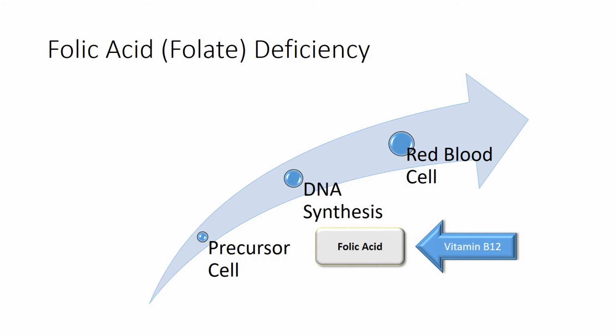If there is not enough folic acid, there's not enough to help with DNA synthesis, which is necessary for red blood cell maturation. If there's a deficiency of vitamin B12, then not enough folic acid can get into the cell and assist with the DNA synthesis process. So the erythroid precursor cells undergo reproduction without the normal DNA, and the end result is a red blood cell that is increased in size.